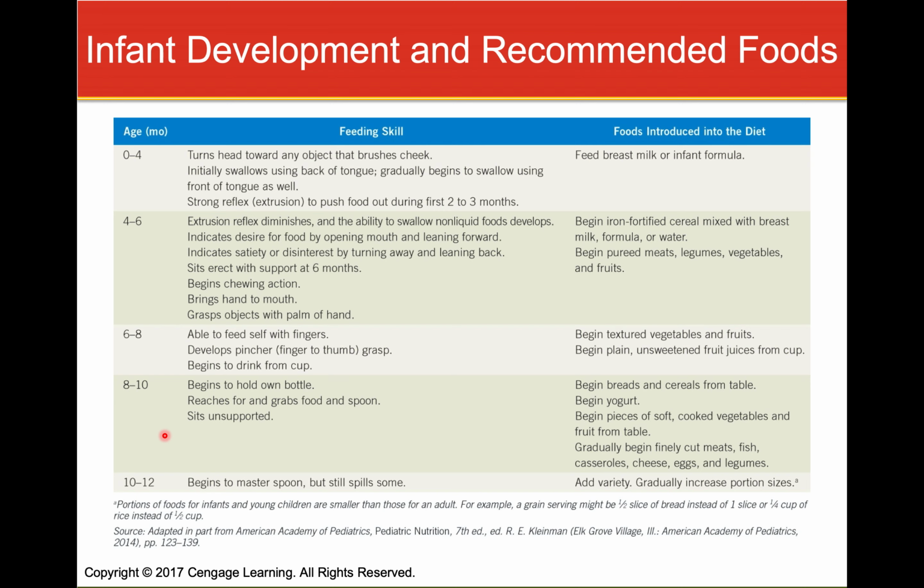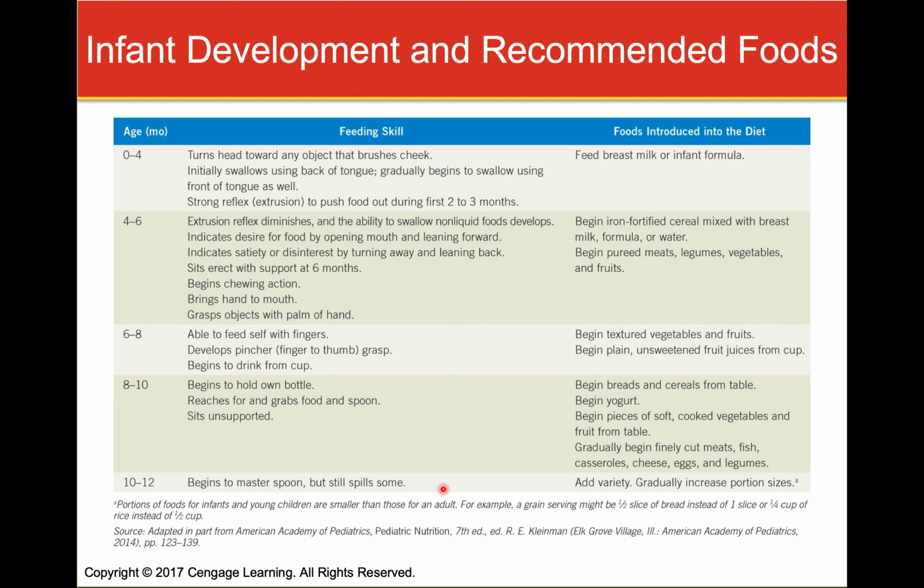As they begin to approach 1 year, they'll start doing things like holding their own bottle, reaching for and grabbing food or a spoon, and sitting unsupported. From then, they can start eating more hand foods, start using utensils if they can, and start gradually approaching finely cut and chopped foods, soft foods.